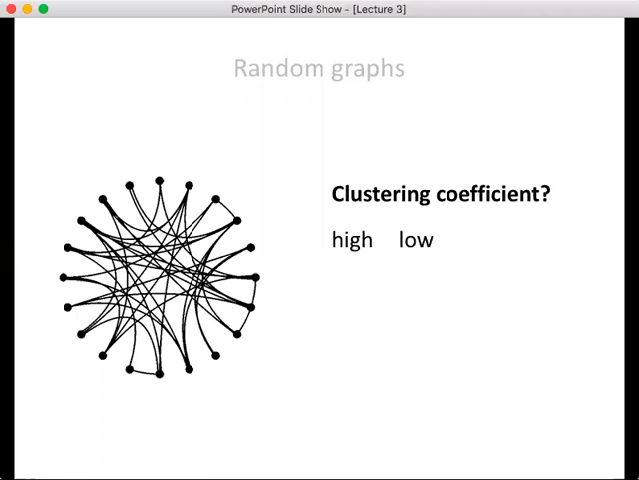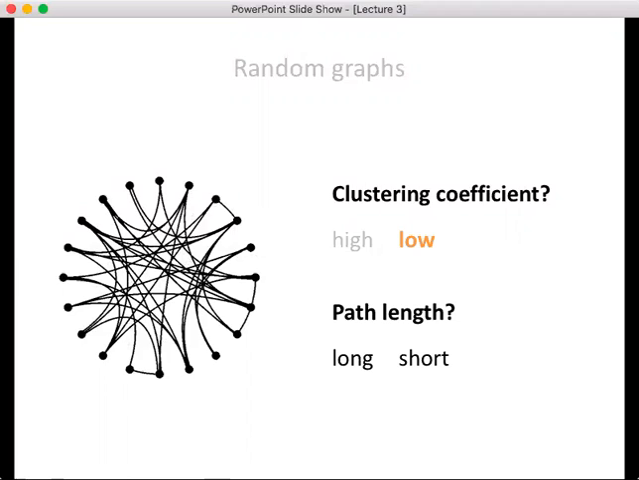Okay, that's good. You say low, and it is low. Why? Well, essentially because each node is randomly connected to other nodes. So if this node, well, let's take this one, is connected to other nodes, chances are that those nodes are not connected to each other. So the clustering coefficient is low for a random graph.